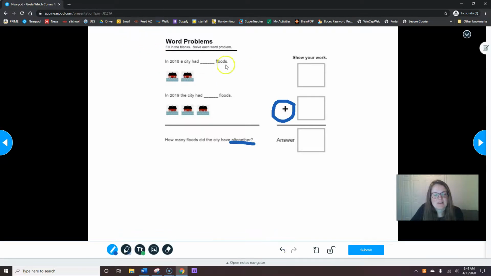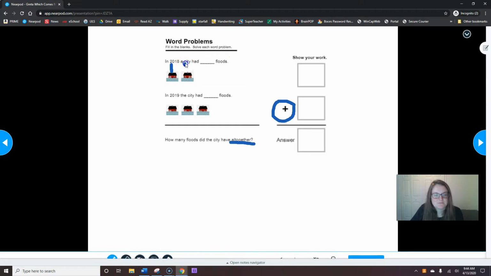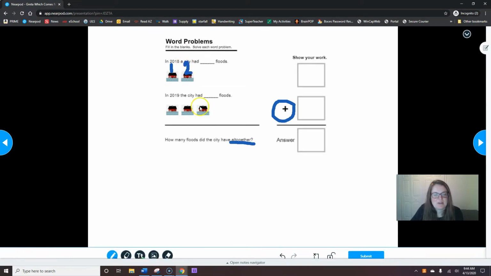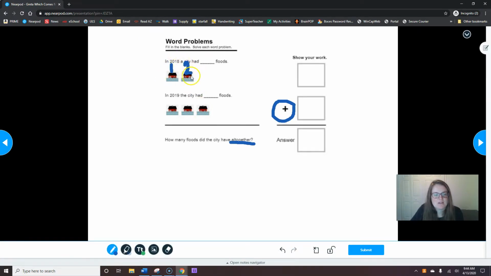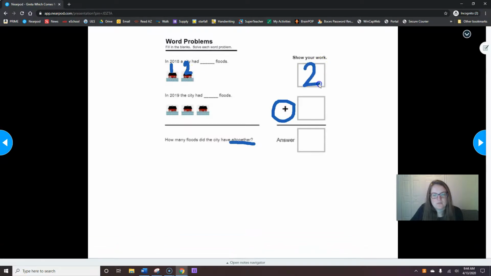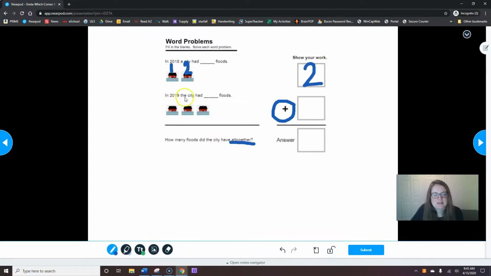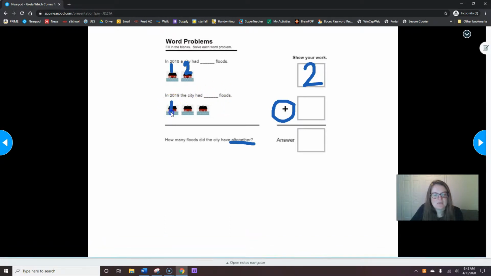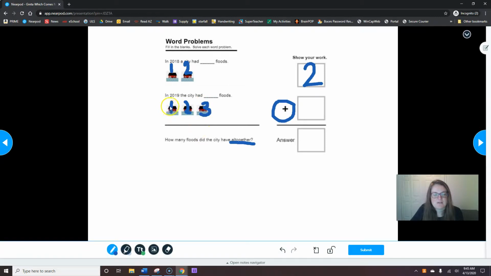So we have to count how many in the first row. In 2018, a city had blank floods. Can you help me label them? 1, 2, and now we're going to count them. 1, 2. Now, in 2019, the city had blank floods. Let's label then count. 1, 2, 3. Let's count. 1, 2, 3.